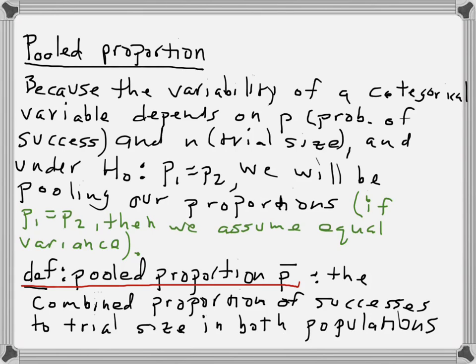So, definition, we're going to call this a pooled proportion. It's going to be a big pool party. The pooled proportion is going to be the combined proportions of successes to trial size in both populations. So go ahead and write that down. I'm going to switch slides in just a minute and give you a formula for the pooled proportion. Your book calls the pooled proportion P bar, so it's like the average proportion.